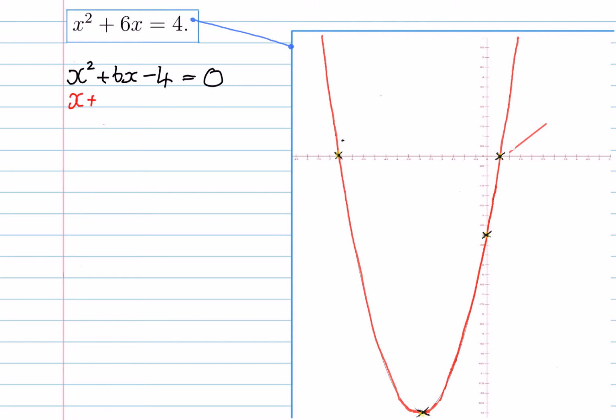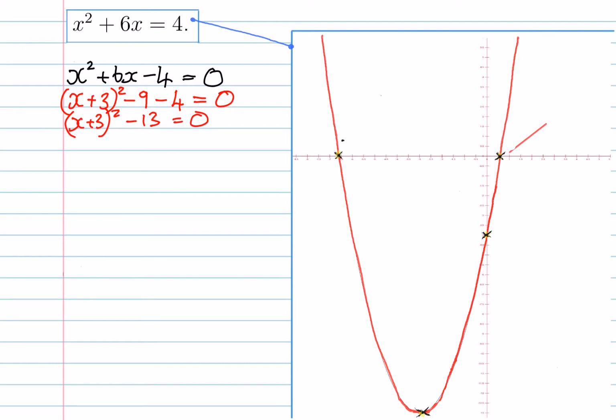So x plus 3 all squared. We're going to subtract 9 there. So it equals x squared plus 6x, and then we're taking away our 4, and that's equal to 0. So x plus 3 all squared minus 9 minus 4 is minus 13, and that's equal to 0. So now we've completed the square for this equation.